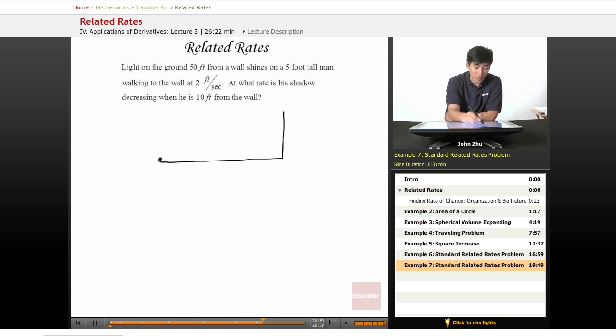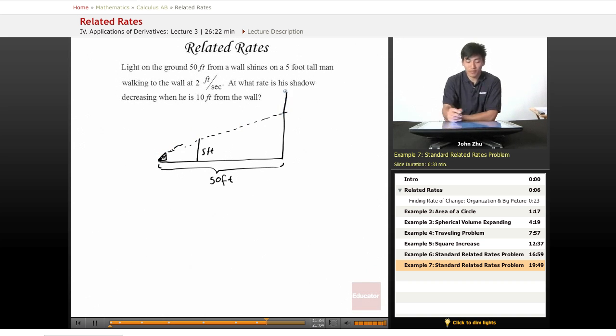So here's the light. 50 feet from the wall. So it shines on a 5-foot tall man. So here's our 5-foot tall man. It shines his shadow onto the wall. Here's the wall, it's really, really, really tall, negligibly tall.